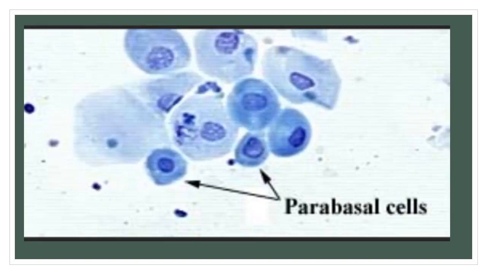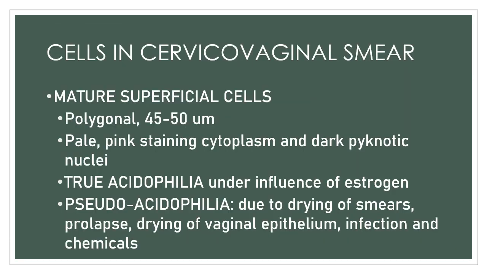Illustration of your parabasal cells, with basophilic cytoplasm accordingly. Okay, so you have your mature superficial cells, and they are polygonal. The cell has a diameter of 45 to 50 micrometers, with pale pink staining cytoplasm and dark pyknotic nuclei. The nuclei measure at least 6 micrometers in diameter.